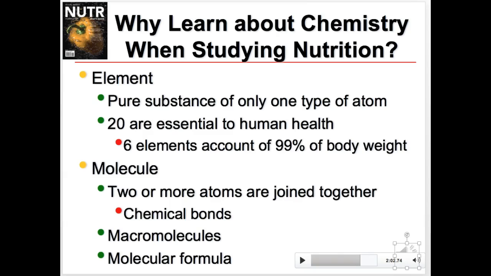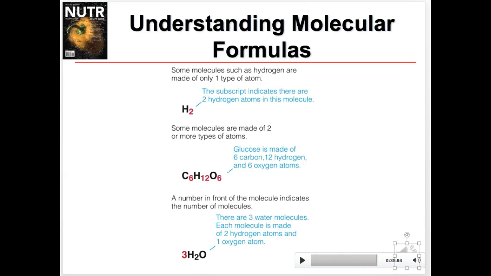For example, many of you might know what the molecular formula is for water. If you said H2O, you're correct. There are 2 hydrogen atoms and 1 oxygen atom. Let's look at this a little bit deeper. Some molecules, such as hydrogen, are made of only one type of atom. So you have H2. The subscript indicates there are 2 hydrogen atoms in this molecule. So whatever the number is beside the letter indicates how many.